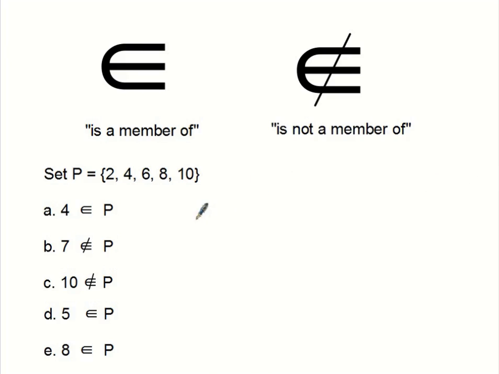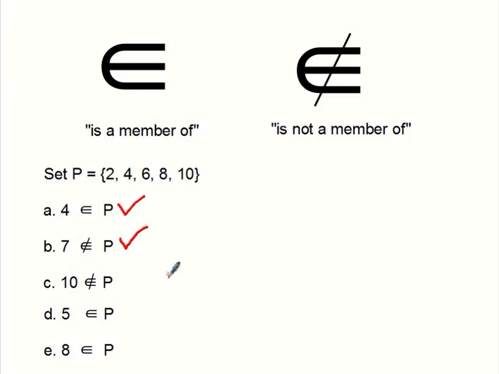Well, the first one says 4 is an element of set P. When we look at the elements or members of set P, can we see 4 there? Yes, we can. So this sentence happens to be true. Let's put a tick for true and a cross for false. 7 is not an element of P. So when we look at set P, can we see 7 in there? No, we can't. So obviously 7 is not an element of P, so this statement is also correct.